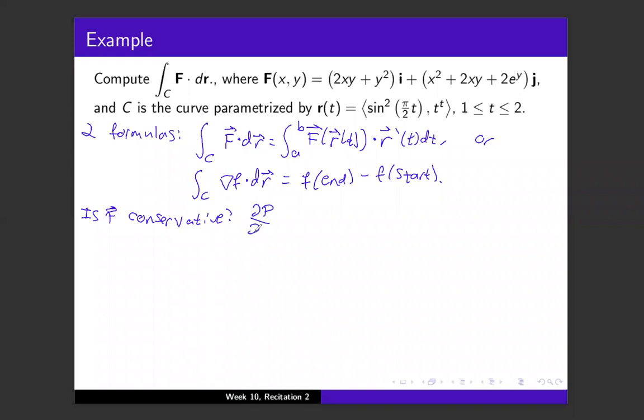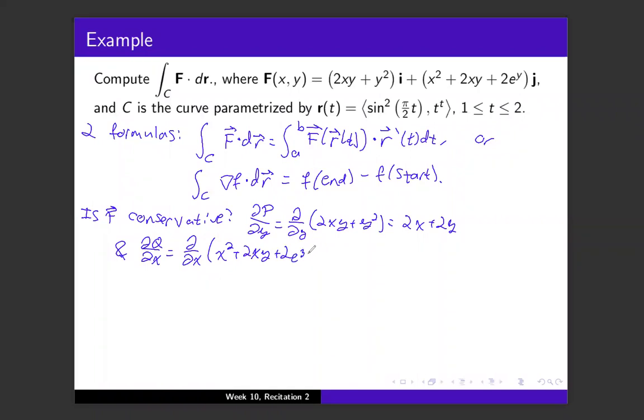Well, the partial derivative of P with respect to y is the partial derivative with respect to y of the function 2xy plus y squared, which is 2x plus 2y. And meanwhile, the partial derivative of Q with respect to x is the partial derivative with respect to x of the function x squared plus 2xy plus 2e to the y, which sure enough is 2x plus 2y. So yes, it is.